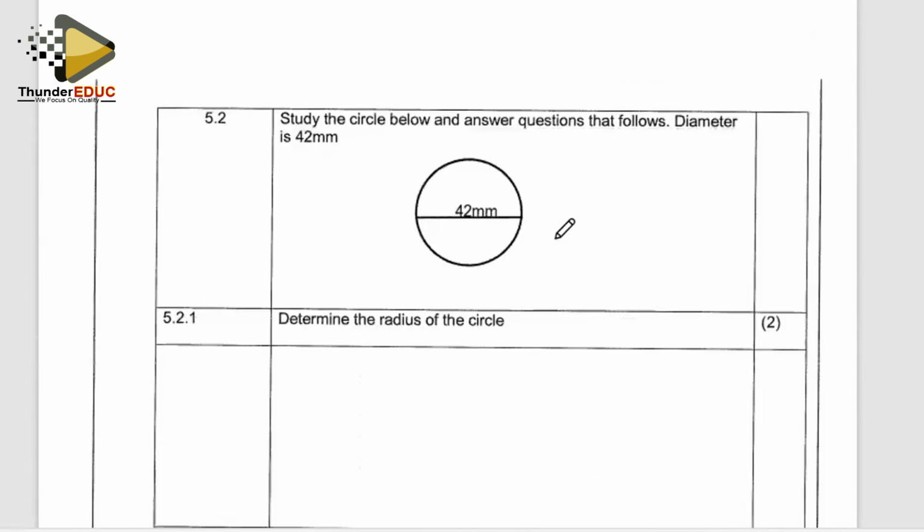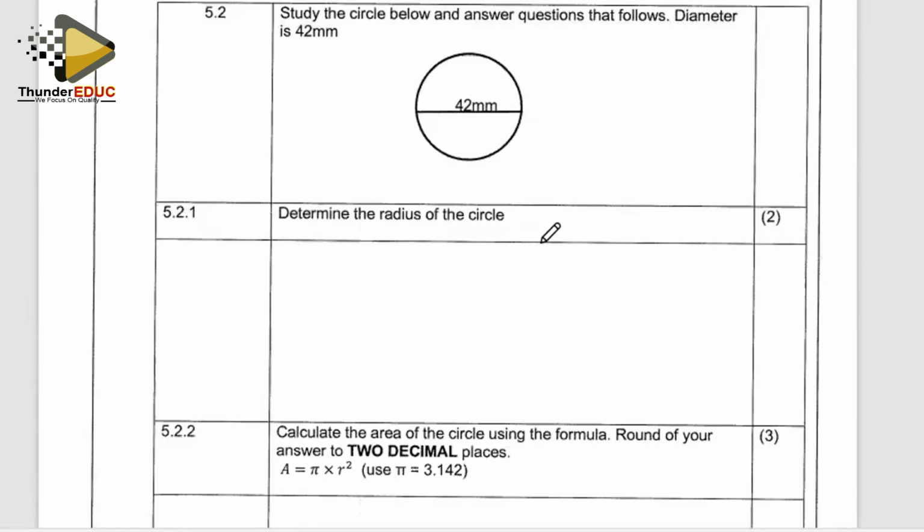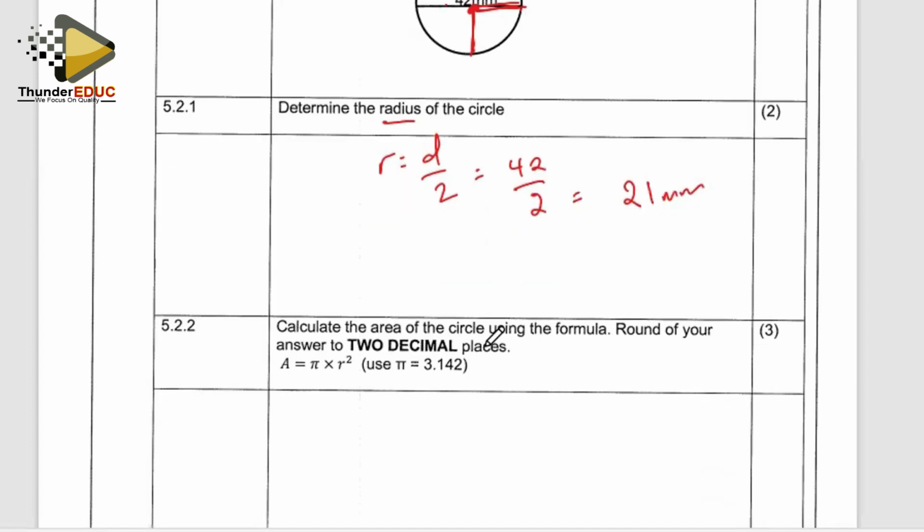Then 5.2, study the circle below and answer the questions that follow. The diameter is 42 millimeters. Determine the radius. Radius is basically the distance from the center of the circle to the circumference. So half of the diameter gives us the radius. Radius is diameter divided by 2, which is 42 divided by 2. This gives us 21 millimeters.